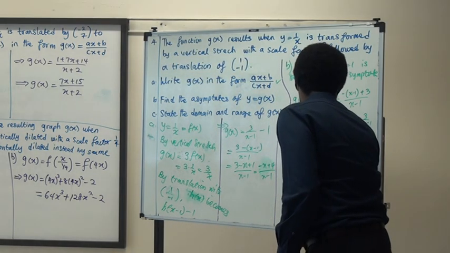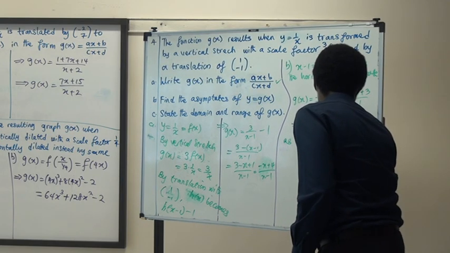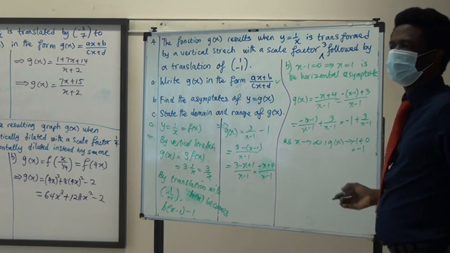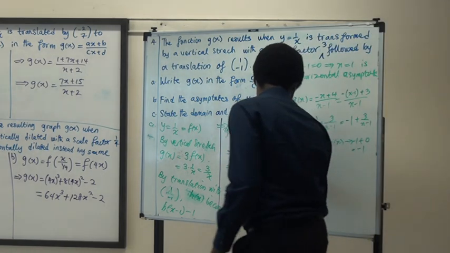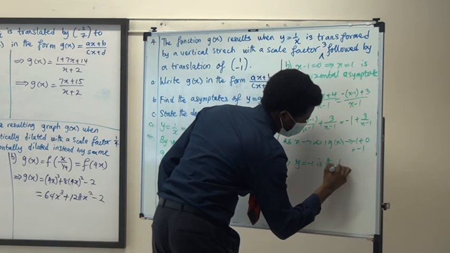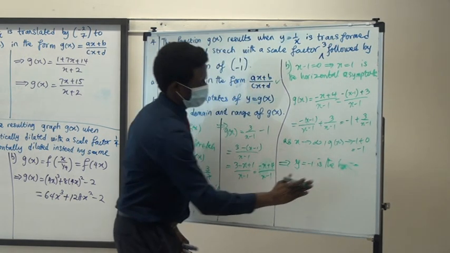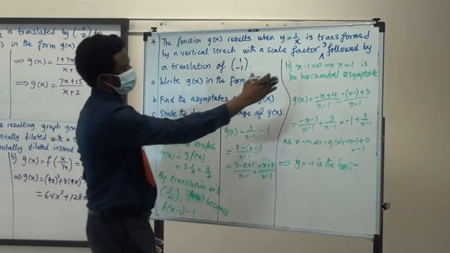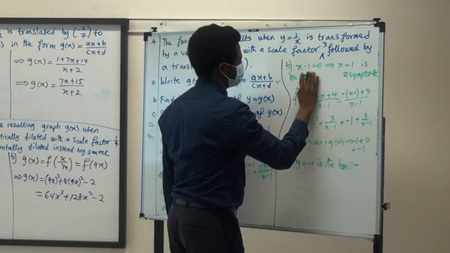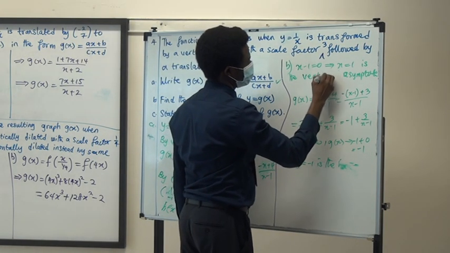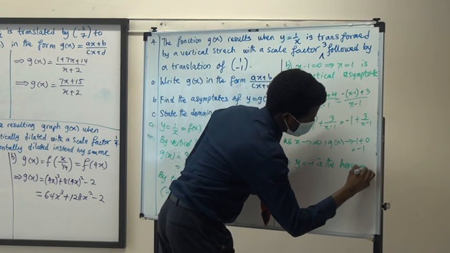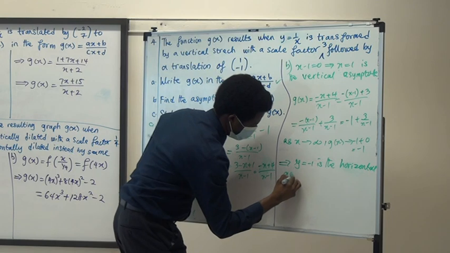g approaches negative 1 plus 0, which is equal to what? Negative 1. So what is the horizontal asymptote? So y equals negative 1 is the horizontal. Oh, no. This is vertical. It's an error. x equals 1 is vertical. Yeah. It's an error. So this is the horizontal. Okay?